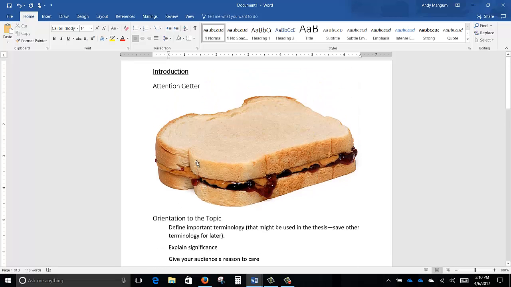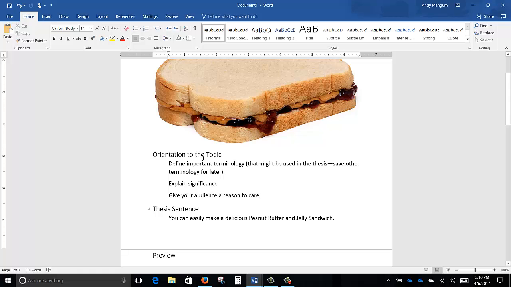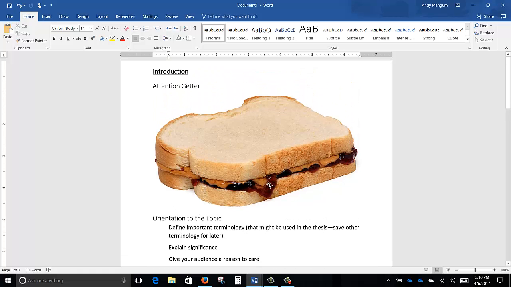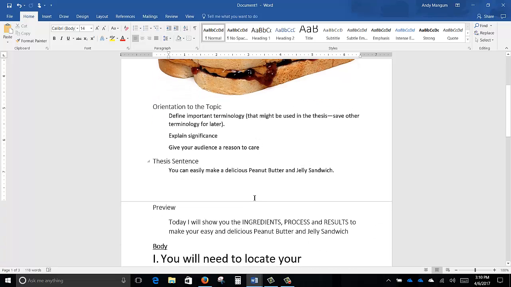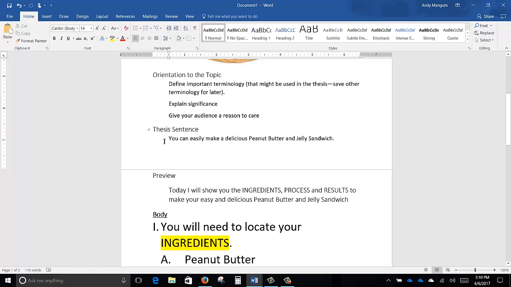In reality, if I were writing this outline, and you'll see this in some examples that I've given online, I would write all of this out as a single paragraph. But to break it apart and let you see the basic parts, you'll see that. But again, the basic parts of my introduction are the attention getter, the orientation to the topic, the thesis sentence, and the preview. Now, once I've done that, I can move on to the conclusion.